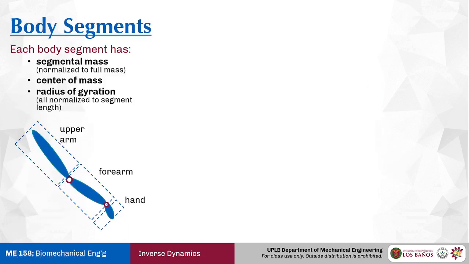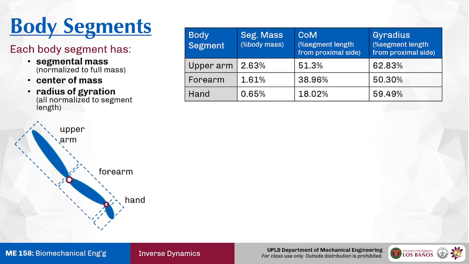So those are the mass properties that were measured per body segment. And this is just a simplification. I just reduced the number of columns that we'll be looking at so that it's less confusing. So here we have the segment mass, center of mass, and gyradius of each segment. The segment mass is in percent body mass, and the rest are percent segment length from the most proximal part of the segment. So let's do some exercise.